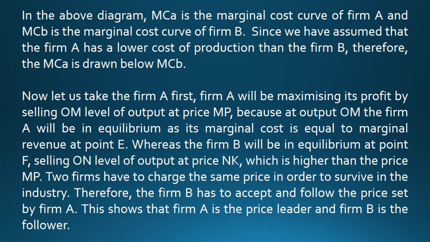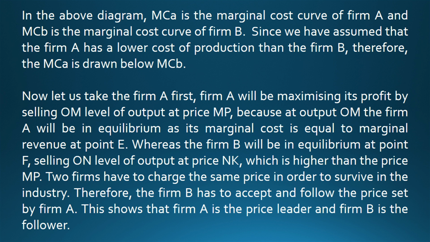In the above diagram, MCA is the marginal cost curve of firm A and MCB is the marginal cost curve of firm B. Since we have assumed that firm A has a lower cost of production than firm B, therefore, MCA is drawn below MCB. Now let us take firm A first. Firm A will be maximizing its profit by selling OM level of output at price MP.